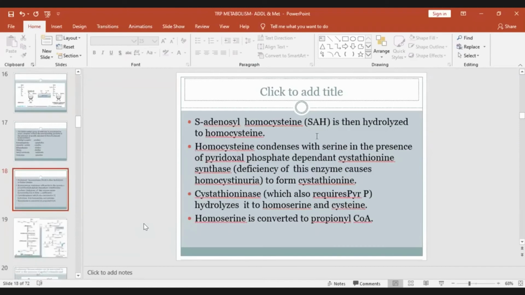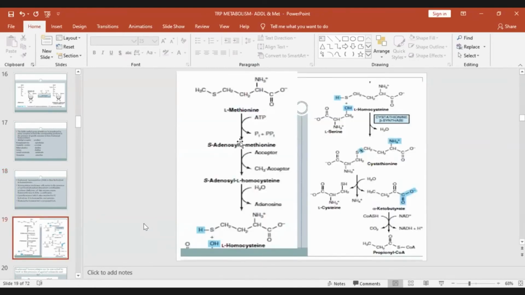So now S-adenosyl homocysteine is then hydrolyzed to homocysteine. Homocysteine condenses with serine in the presence of pyridoxal phosphate dependent cystathionine synthase to form cystathionine. So methionine forms S-adenosyl methionine. Then the methyl group is taken up by an acceptor to form S-adenosyl homocysteine. S-adenosyl homocysteine hydrolyzes the adenosyl group to form homocysteine. And this homocysteine combines with serine in the presence of the pyridoxal phosphate dependent cystathionine synthase enzyme.